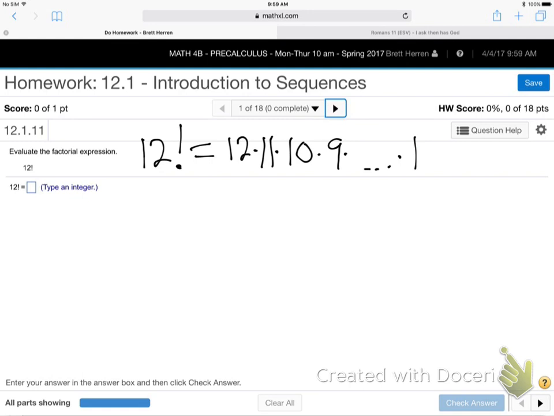12 times 11 times 10 times 9 times 8 times 7 times 6 times 5 times 4 times 3 times 2 times 1. And get the answer, which is going to be really, really big. And there's a button on your calculator with the exclamation point. Somebody have that? 12 exclamation points.